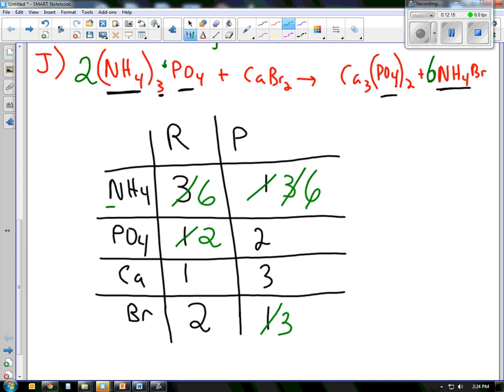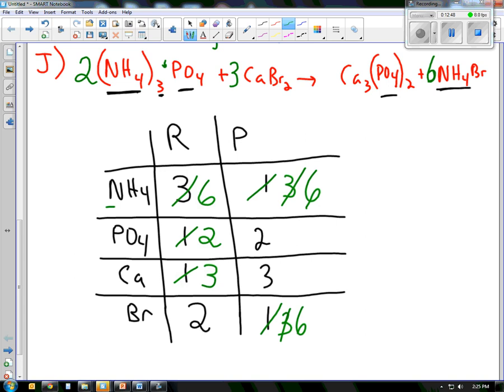Okay. What does that do to my bromine groups? Well, that also moves them up to 6. Okay, so my 6 bromines now. Okay, I'm almost there. It looks like my ammonium groups are balanced, my phosphate groups are balanced, my bromine groups are balanced, just the calciums yet. So I say, okay, I need to get to 3 calciums there. So I put a 3 there. How do I do that? Well, by putting a 3 there.